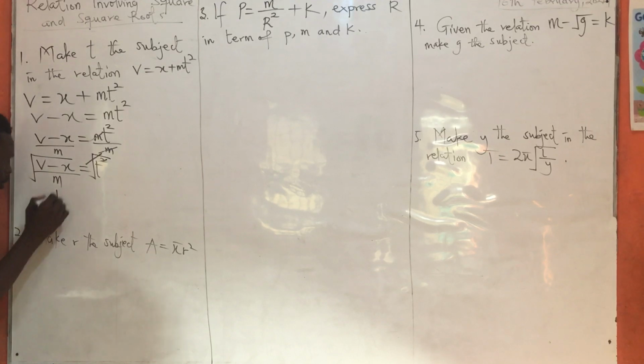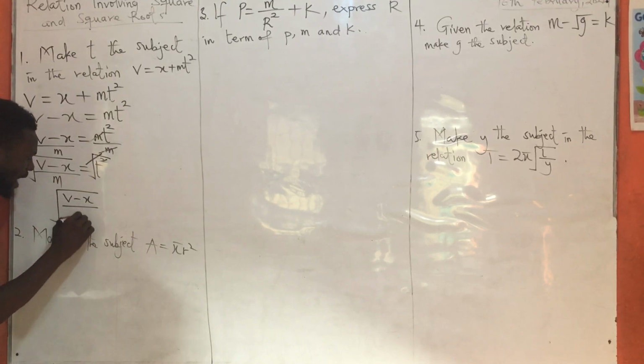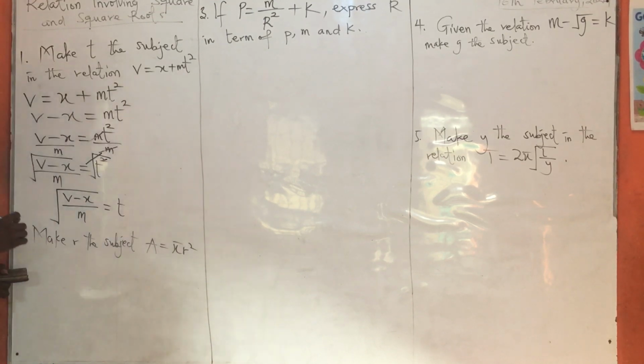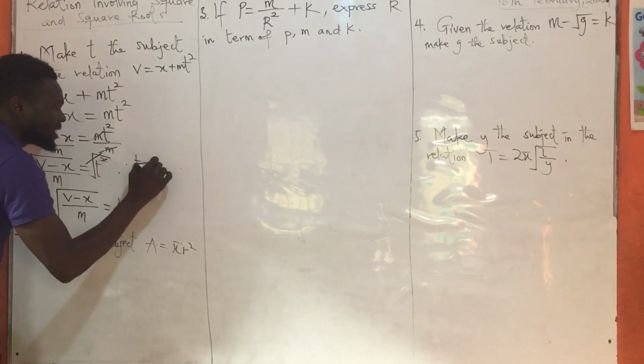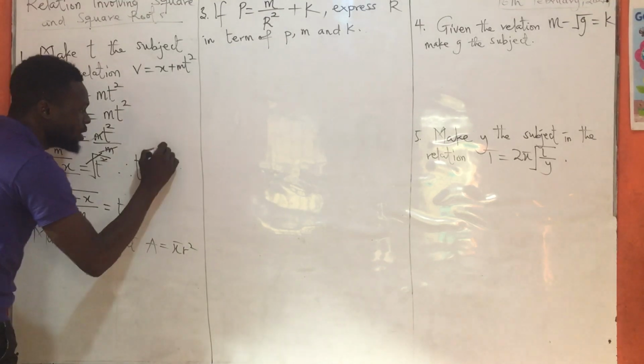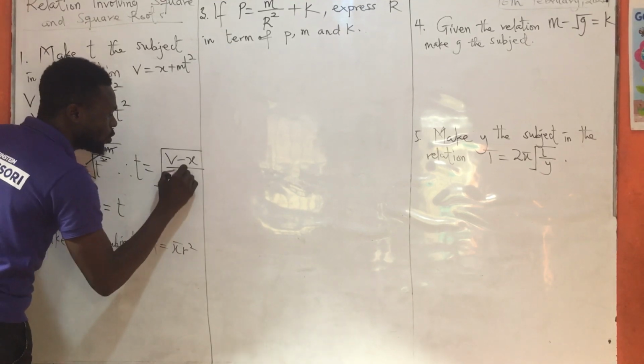The square. And now I have the square root of, remember the square root is for everything. So the square root of v minus x all over m is equal to t. So now if I should write this vice versa, t is now equal to the square root of v minus x all over m.